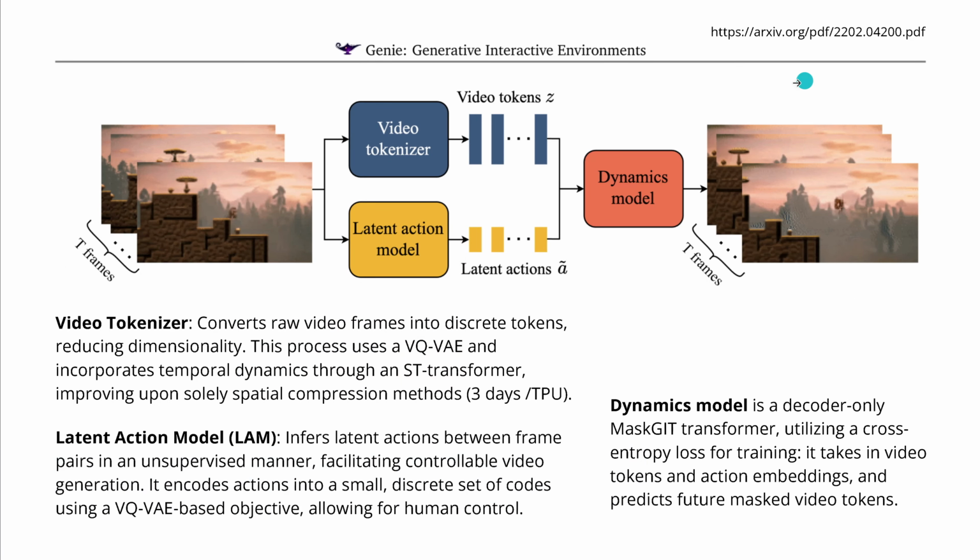So GENIE consists now of 3 simple modules. The first, I told you, the video tokenizer. This is why it's so important. If you say, hey, tokenizer is boring, it is important that we choose the right one.